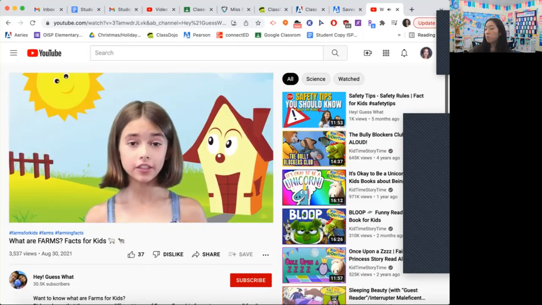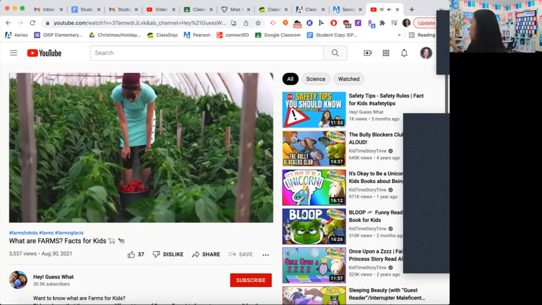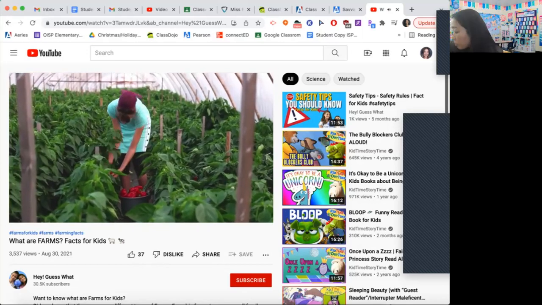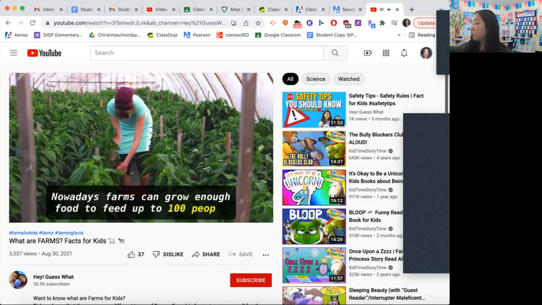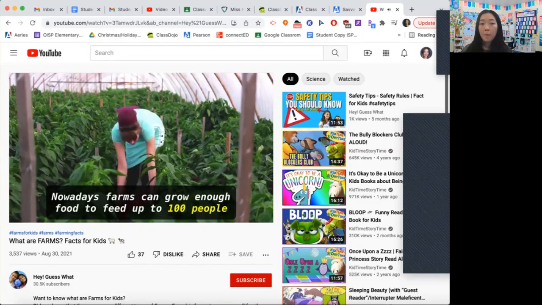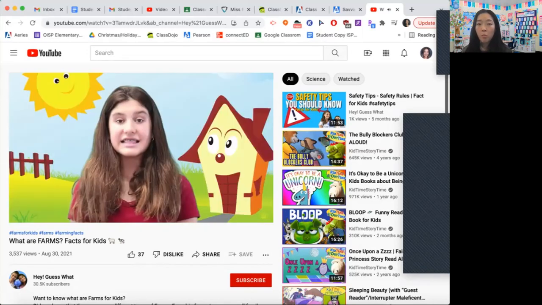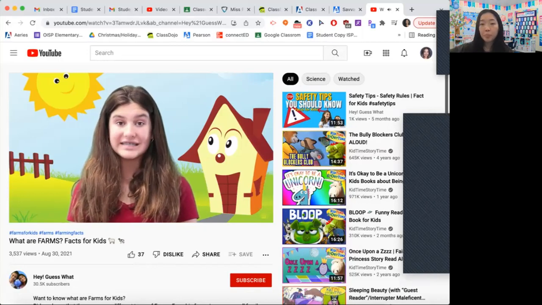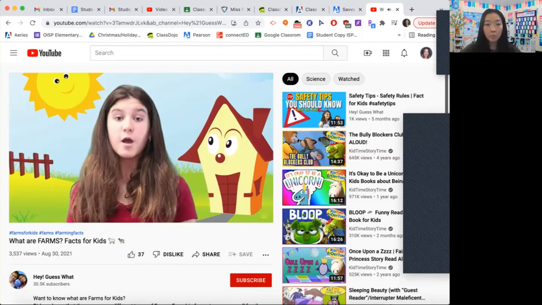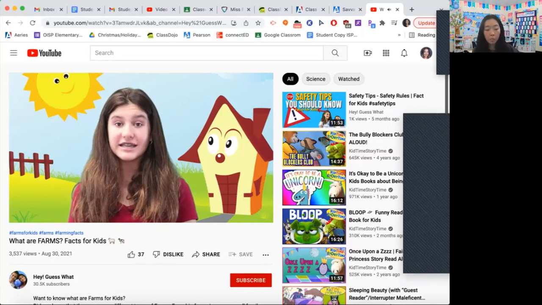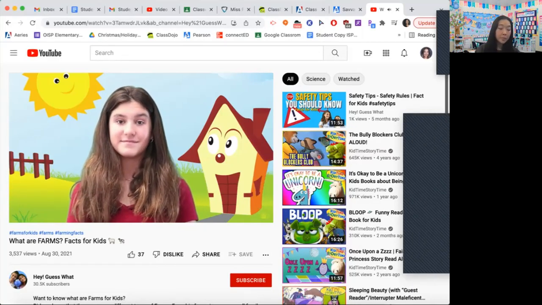About 100 years ago, one farmer could usually grow enough food to feed only a few people. But nowadays, farms can grow enough food to feed up to 100 people. And these farmers sell their produce and livestock to grocery stores, processing plants, farmers markets, and even farm stands.